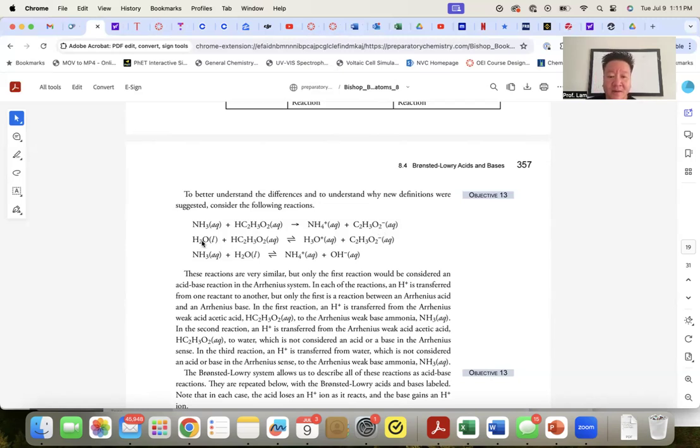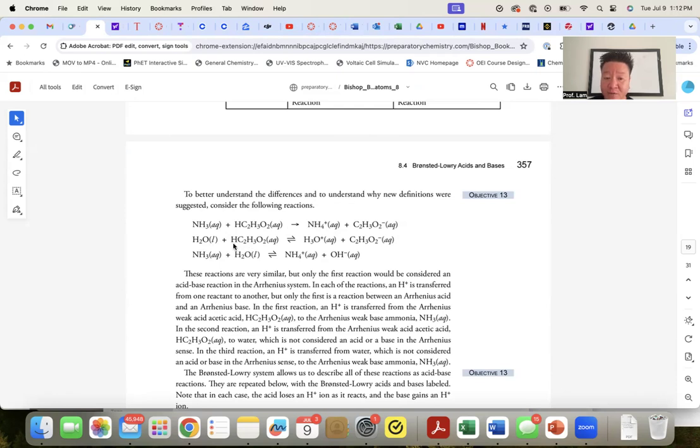Now let's look at this one, water and acetic acid. Water is a really interesting molecule. Water is called amphoteric because it can act as both a Bronsted-Lowry acid and base. When water sees an acid, it will act as a base, and when it sees a base, it will act as an acid. These next two examples are going to show you that. Again, the term is amphoteric. So water is amphoteric.